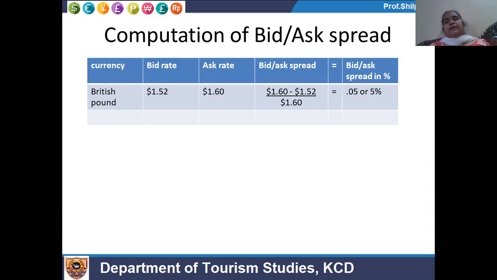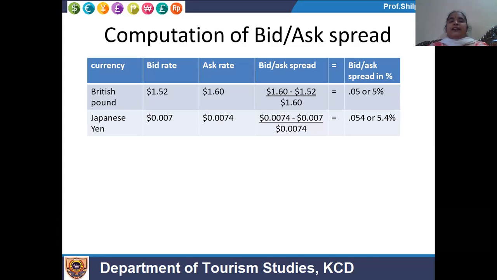Now to do a quick example, I have given the bid ask rate of the UK pound in terms of dollars. The price at which the bank is selling the pound is 1.6 and at which it is buying the pound is 1.52. So 1.6 minus 1.52 divided by 1.6, you will get 0.05. If you convert it into percentage, it becomes 5%. This means the price differential between the buying price and selling price of British pounds in terms of dollars is 5%, meaning there is a 5% profit margin for the bank.